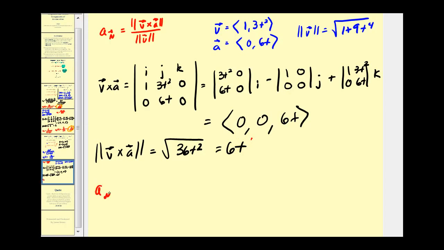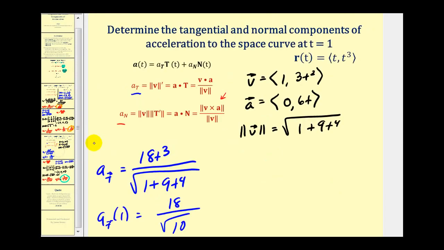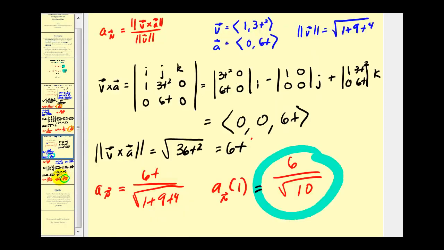So the normal component of acceleration is going to be equal to 6t divided by the square root of 1 plus 9t to the 4th. Now we'll sub in t equals 1, we're going to have 6 all over the square root of 10. So here's our normal component, and here's our tangential component. Notice the tangent component is 3 times that of the normal component.